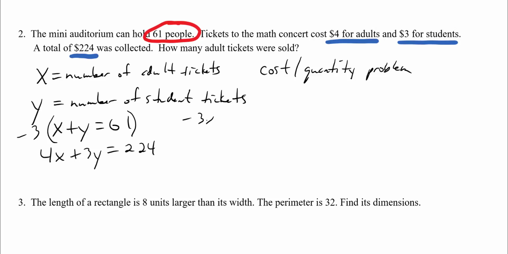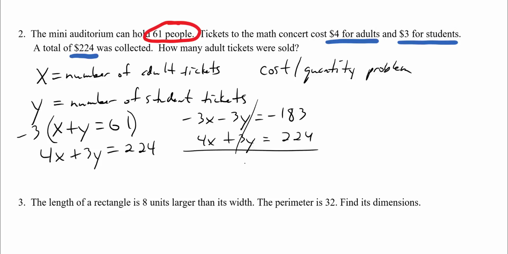Okay? All right, I'm kind of running short on room here, but I'm going to write this out now. It's -3x minus 3y is equal to -3 times 61, which is -183. And then I'm going to write 4x plus 3y is equal to 224. Okay, so the y's cancel, which they should, and you get -3x plus 4x is positive 1x, which is nice because it's already solved. So you get 1x equals 41.